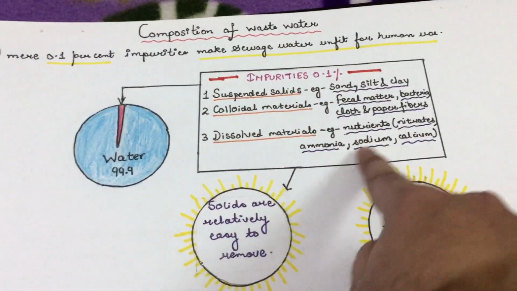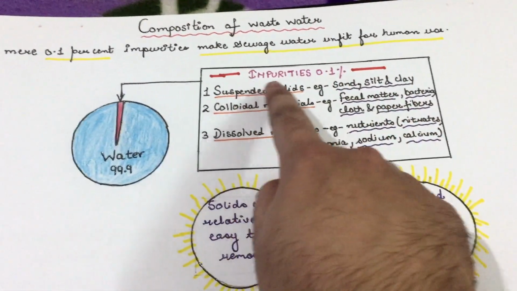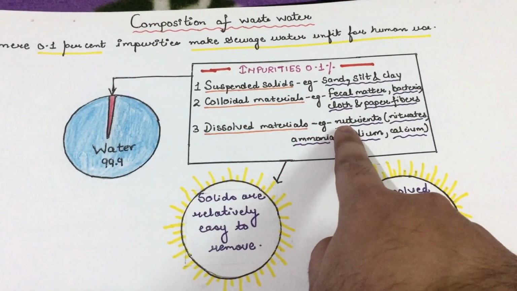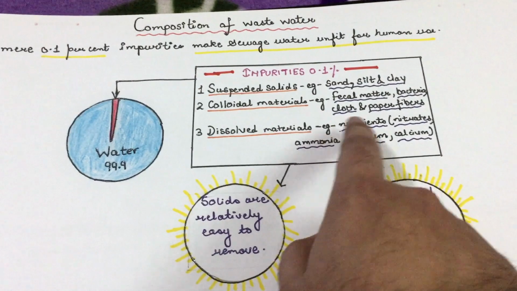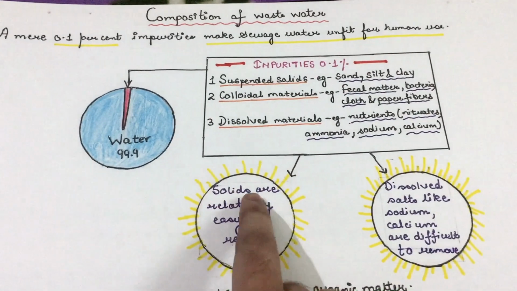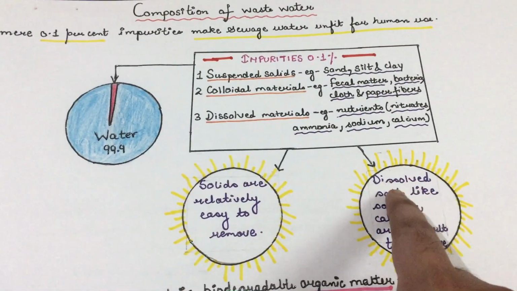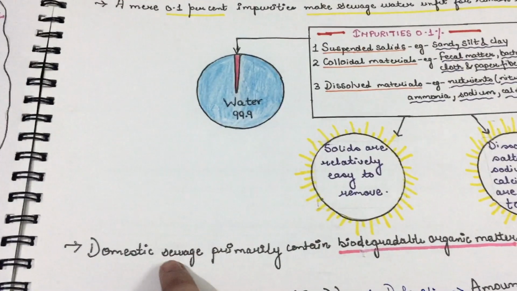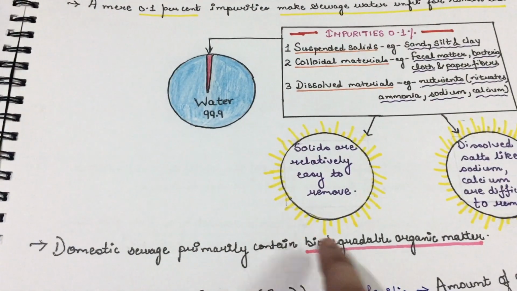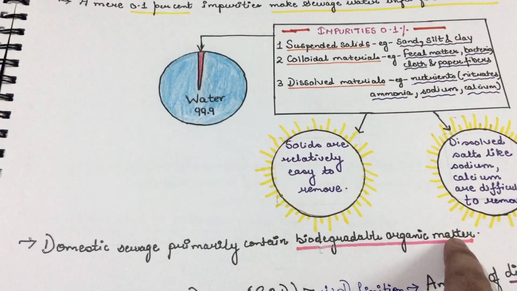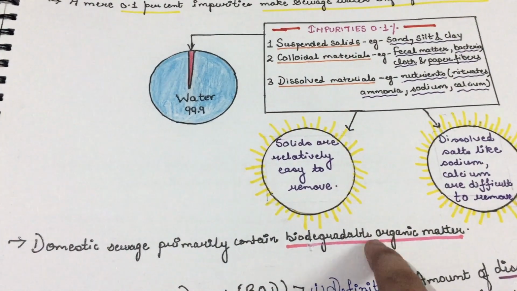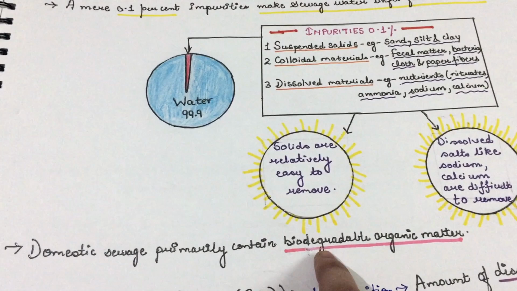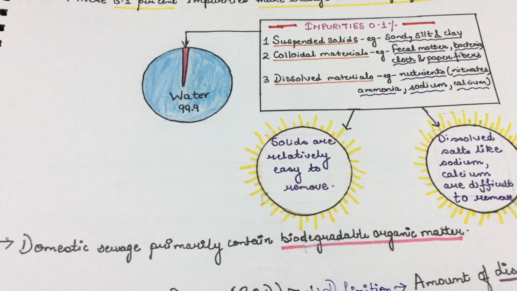Now out of these 0.1% impurities, suspended solids are easy to remove and dissolved materials, meaning nutrients, are difficult to remove as they are dissolved in water. So solids are relatively easy to remove and dissolved salts like sodium, calcium are difficult to remove. Now, domestic sewage primarily contains biodegradable organic matter. Biodegradable organic matter means which can be decomposed by bacteria. So mainly domestic sewage contains biodegradable organic matter.